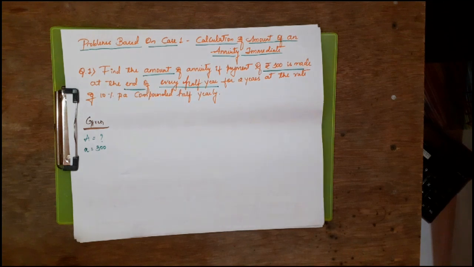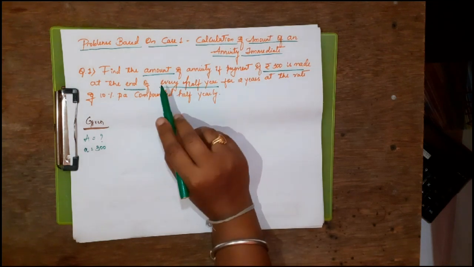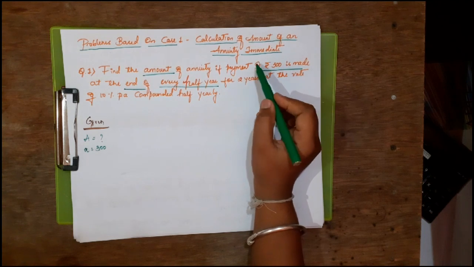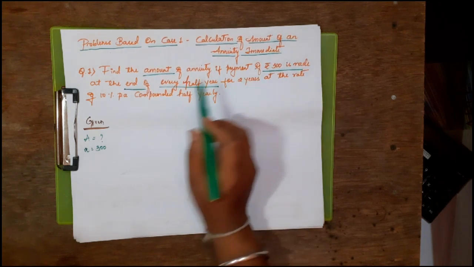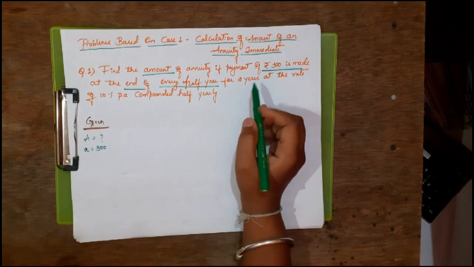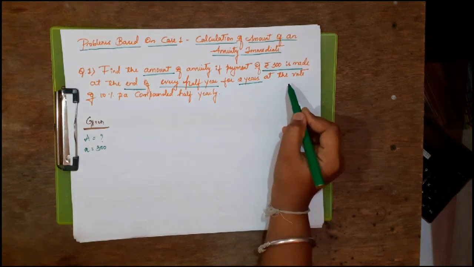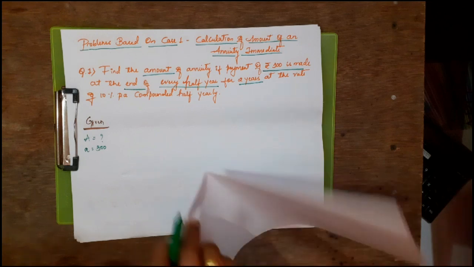End of every half year means, as I told you, annuity immediate is payment made at the end of the year or at the end of the time period. So that means it is a sum based on annuity immediate. With this only we can know whether the sum belongs to annuity immediate or not. As they are clearly mentioning here, at the end of every half year, for 2 years they are making a payment.